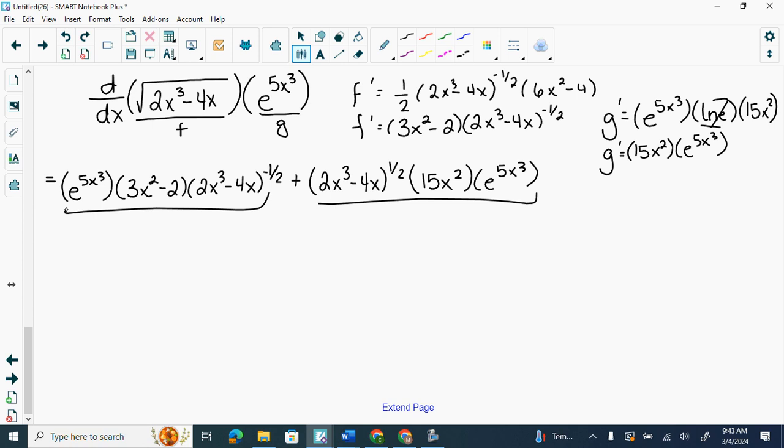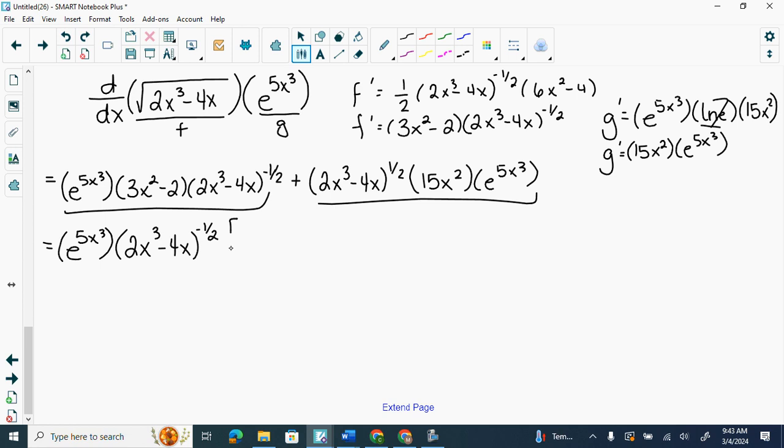Because there's an e, or a numerical base to a variable exponent, we'll always be able to take one of those out because you rewrite it as your very first step. So e to the 5x cubed. Then I have 15x squared and 3x squared minus 2, which have nothing in common, can't take anything out of that. Then I have (2x cubed minus 4x) to the negative 1/2 and (2x cubed minus 4x) to the positive 1/2. We will always have that because there's a chain rule in there. So we take out the smallest one, which is (2x cubed minus 4x) to the negative 1/2.